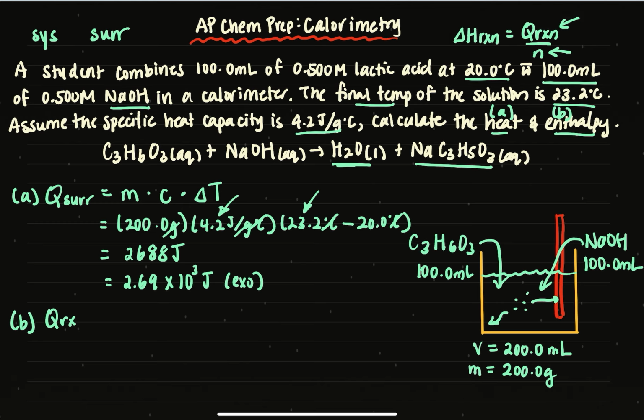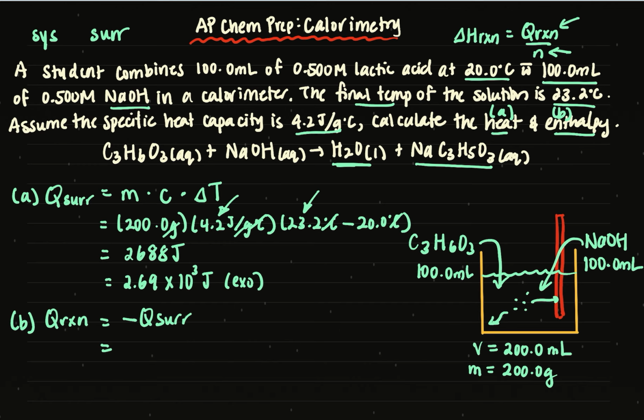Q of reaction is always equal to negative Q of the surroundings. Now think about that logically, because what this means is if the water gained 2688 joules of energy, that means the system, or the reaction, lost 2688 joules of energy. That's the law of conservation of energy, by the way. Energy is just being transferred from one area to another, in this case from the system to the surroundings. So Q of the reaction here is the negative of the value, but we have to be careful because, again, here's another small point in calorimetry.